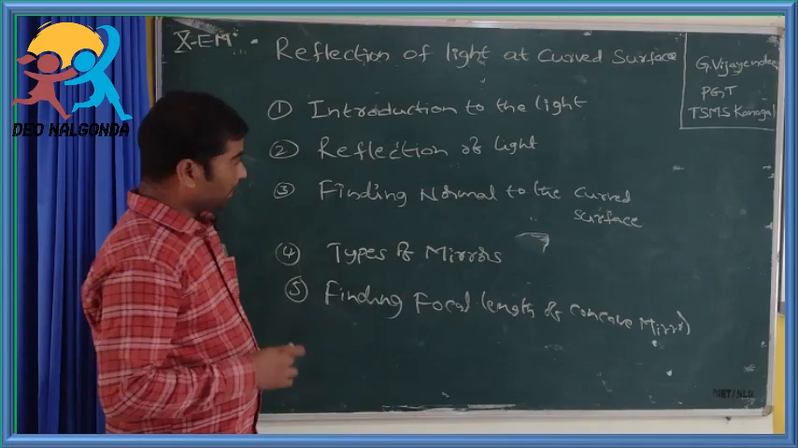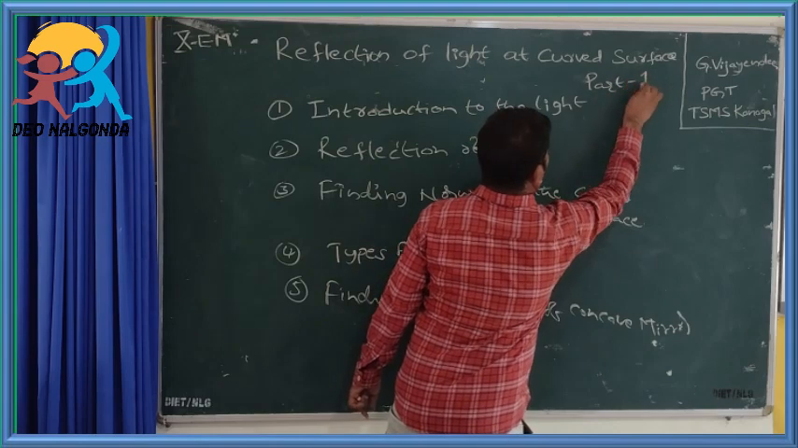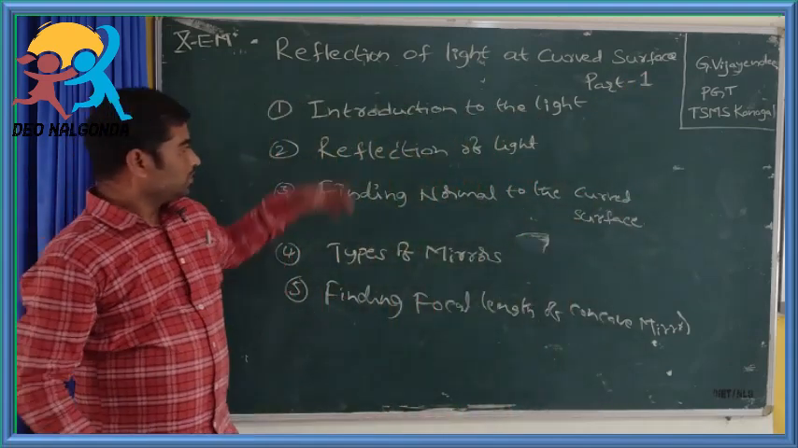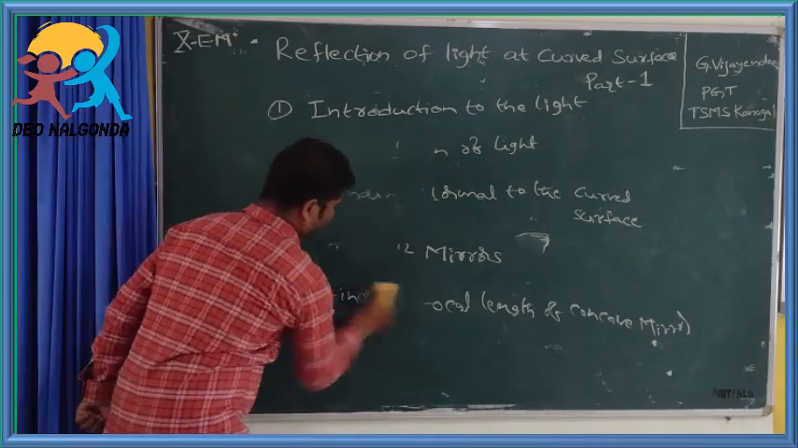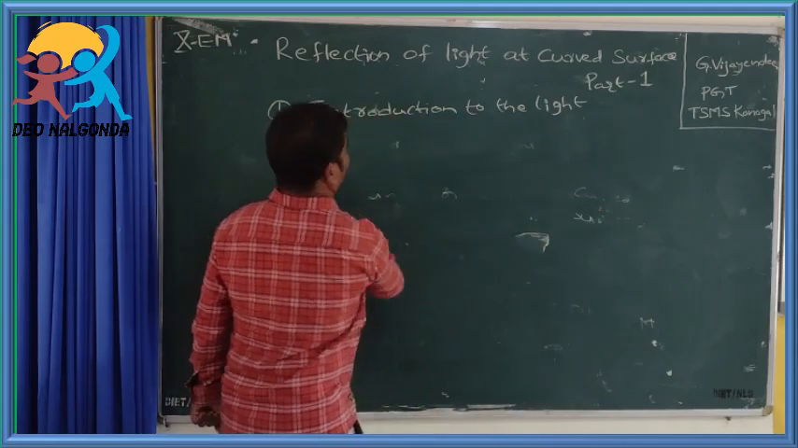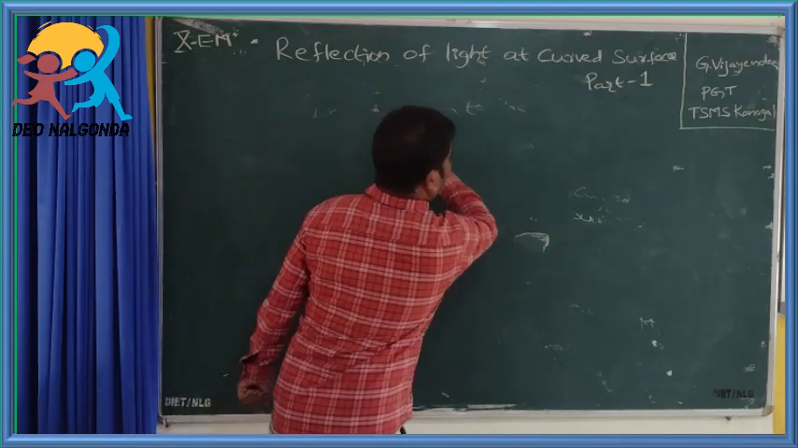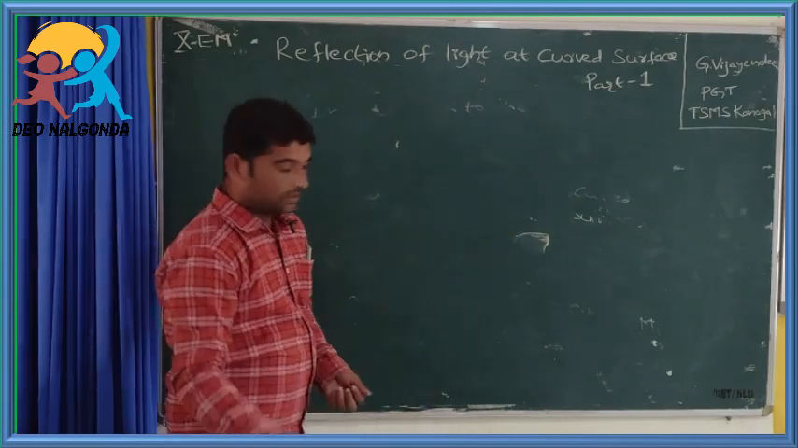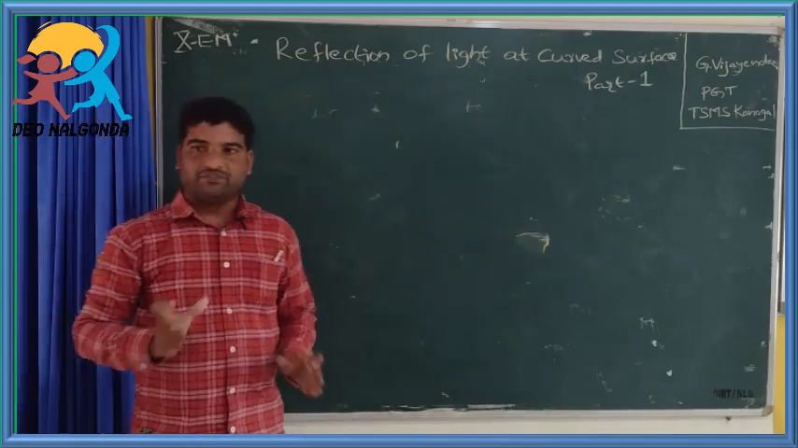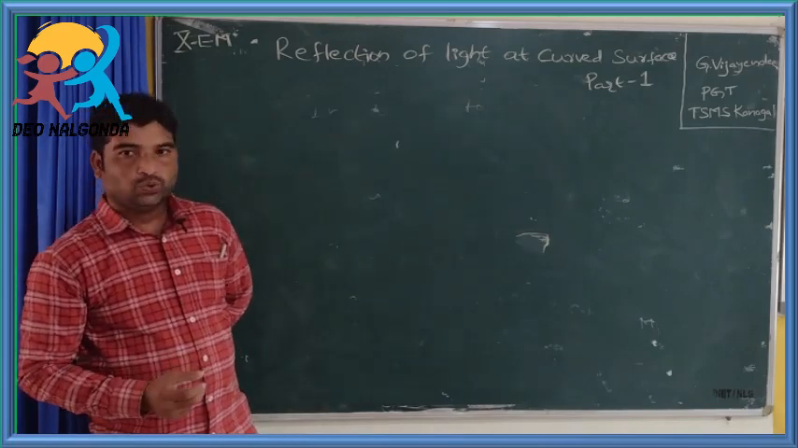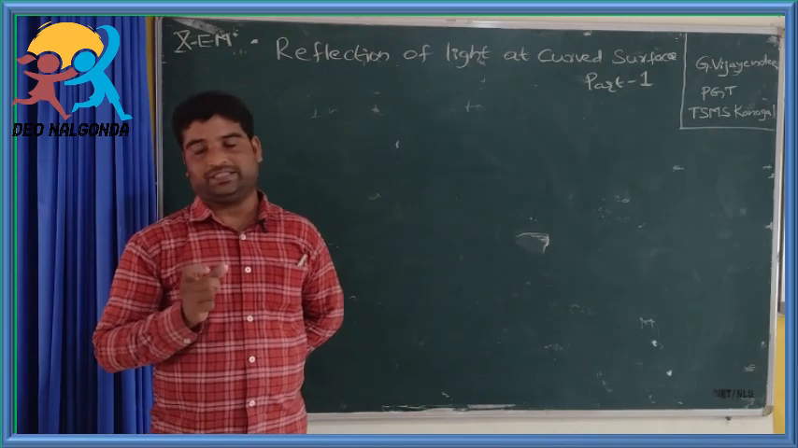This is the first class, part 1. In this part 1, we are going to learn about these topics. First one, light. Definition of light. To see anything or any object, we need the light.